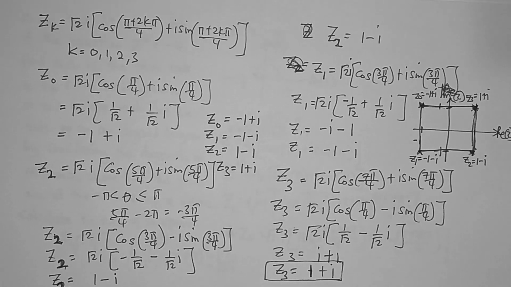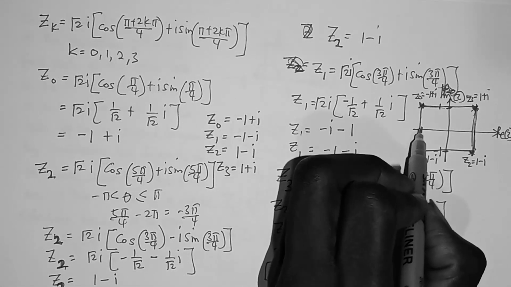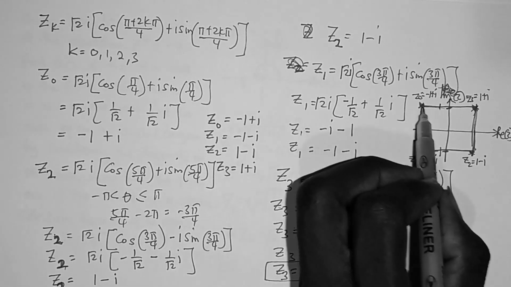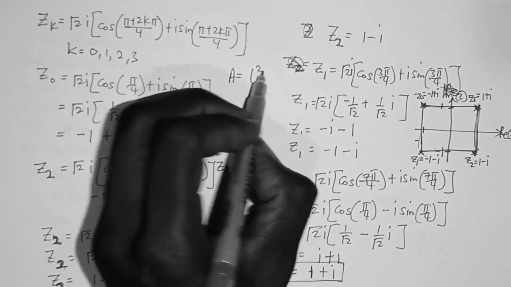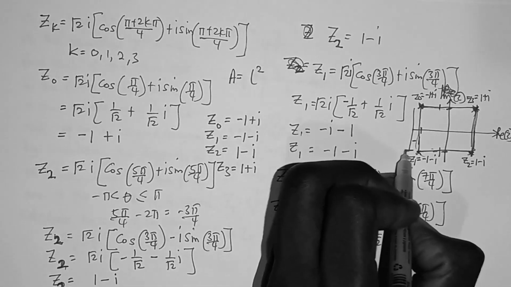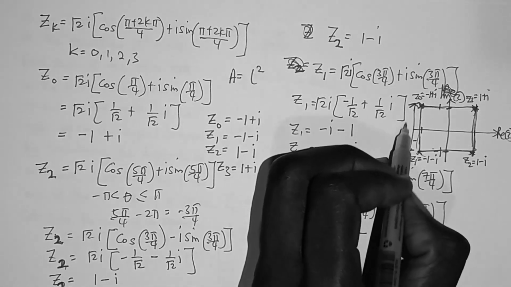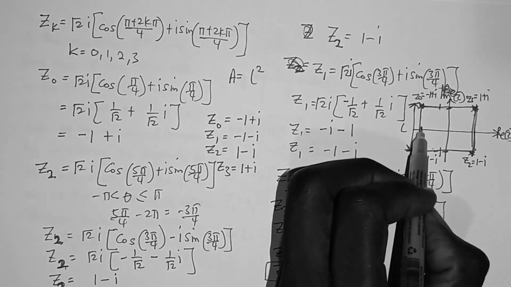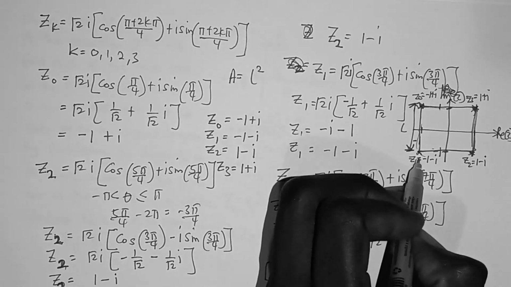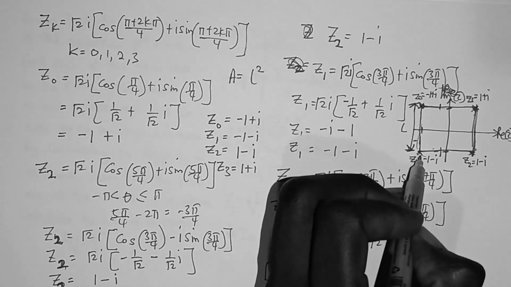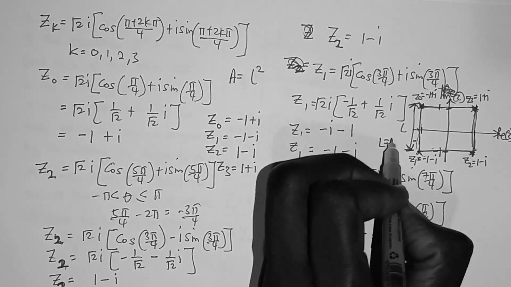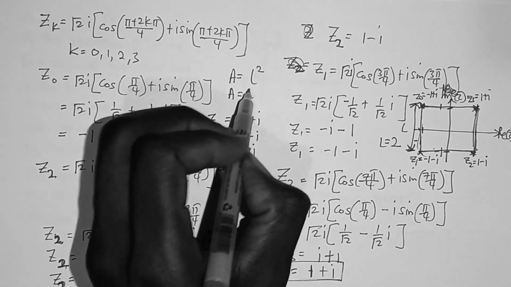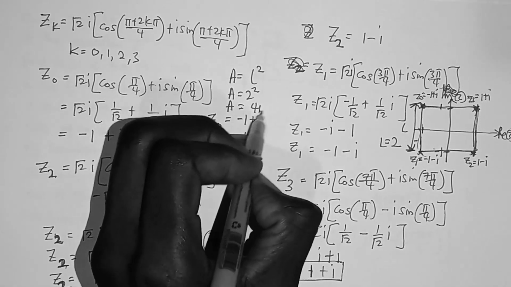Now, the last part of the question says we should find the area of the square. So you can see that since it is a square, then all the lengths are equal, and the area of a square is given as L squared. So the length is the distance from here to this place. But you see that if you move up, it's 1 unit, and if you move down, it's 1 unit. So moving from down to up will be 1 unit plus another unit, and that will be 2 units. So L is equal to 2, and therefore A is equal to 2 squared. Therefore, the area is equal to 4 units.